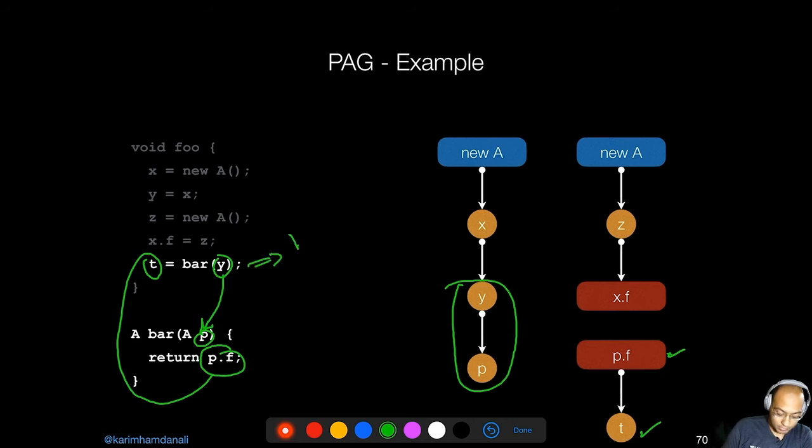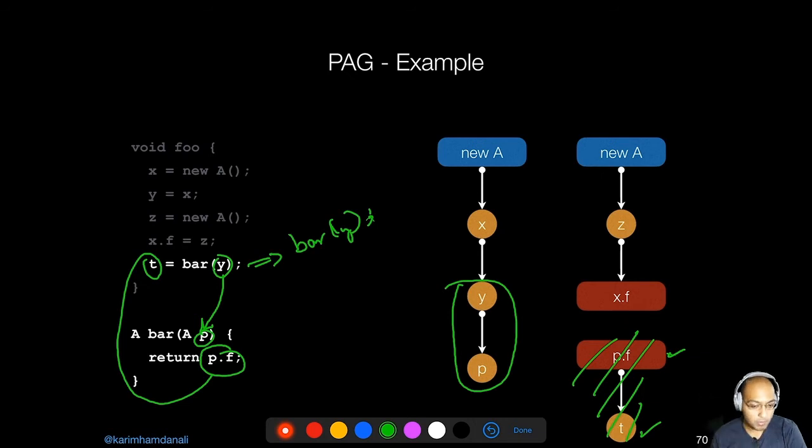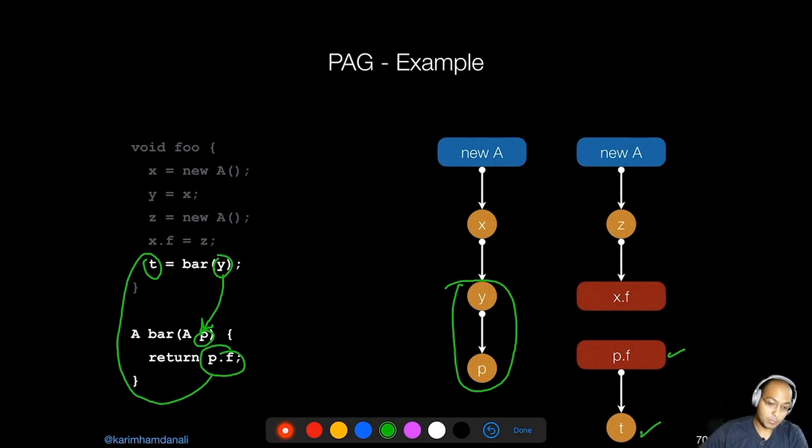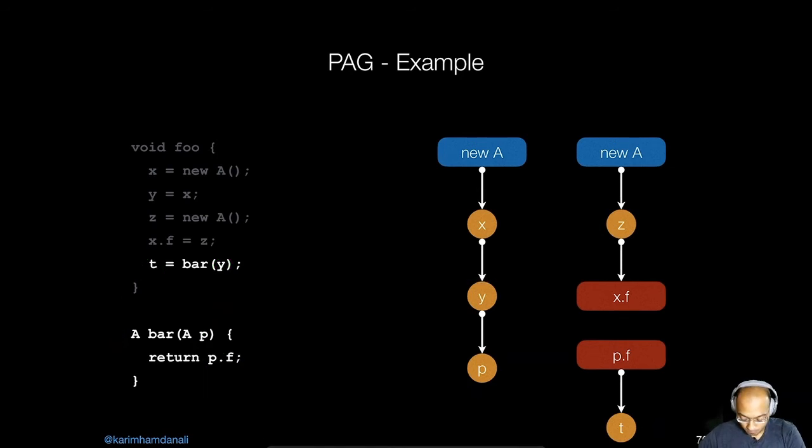Had this line been just bar of y without having the assignment, I wouldn't have created these nodes here, because even though yes, the method is returning a value, it is not assigned to any variable in foo, so there's no need to do that. But again, I cannot do that because I cannot ignore this assignment, because I do have an explicit assignment statement here to T. Cool, so now I have all these nodes and edges here.